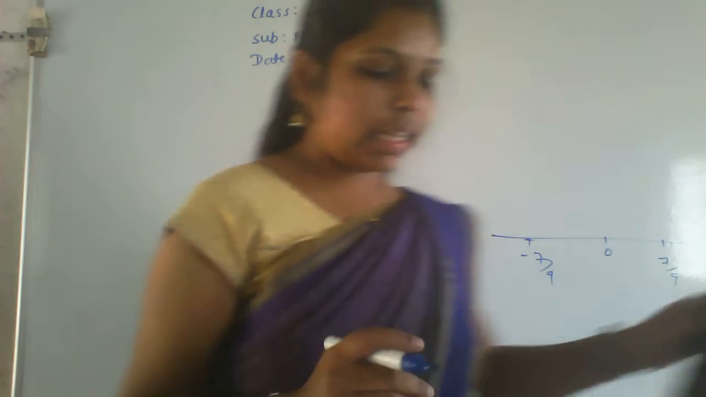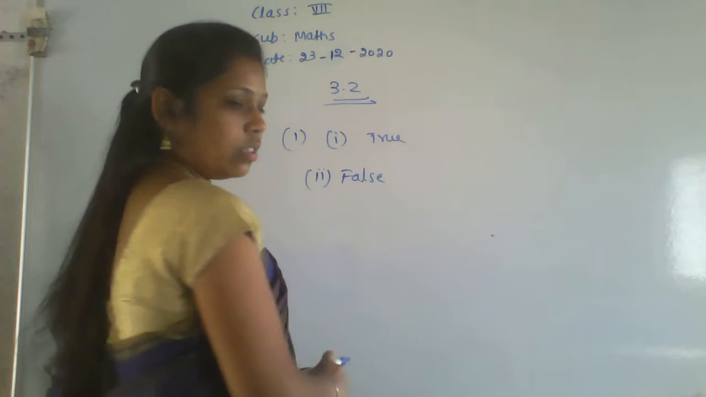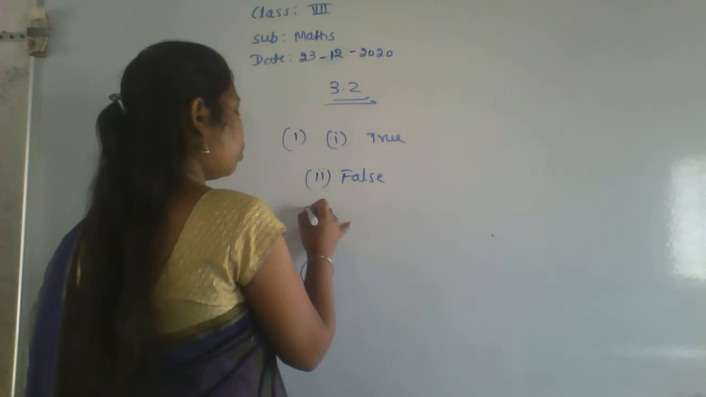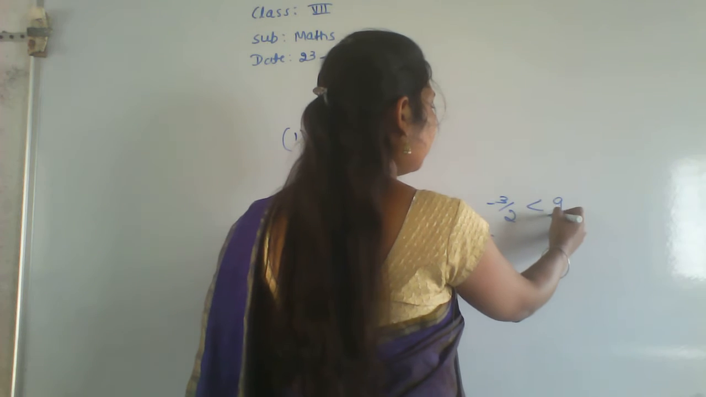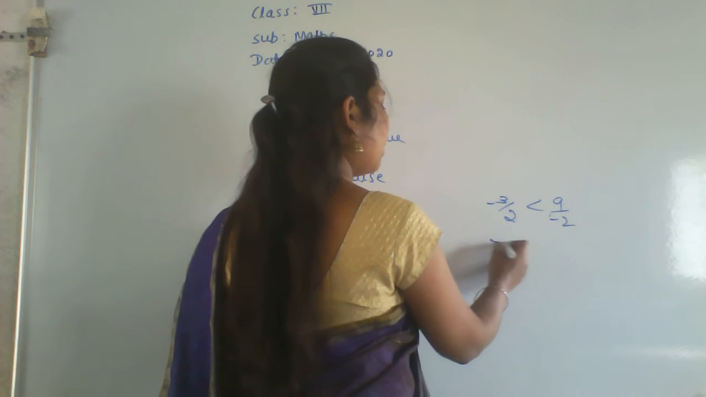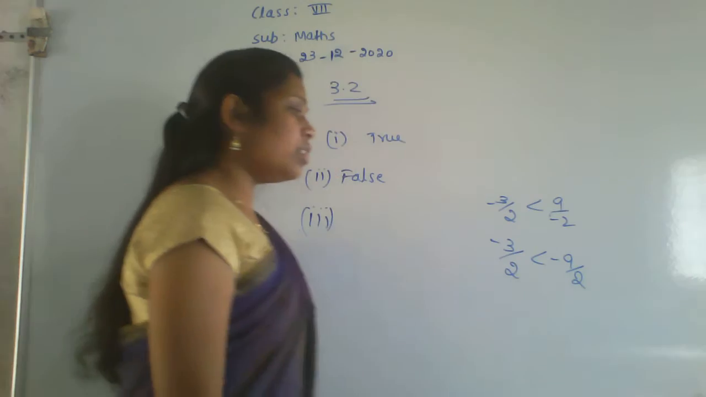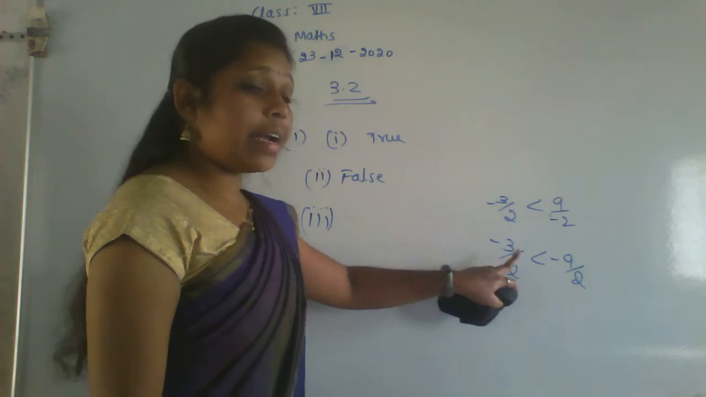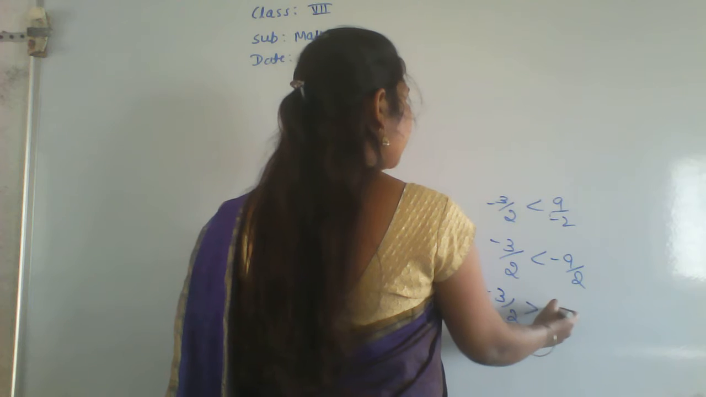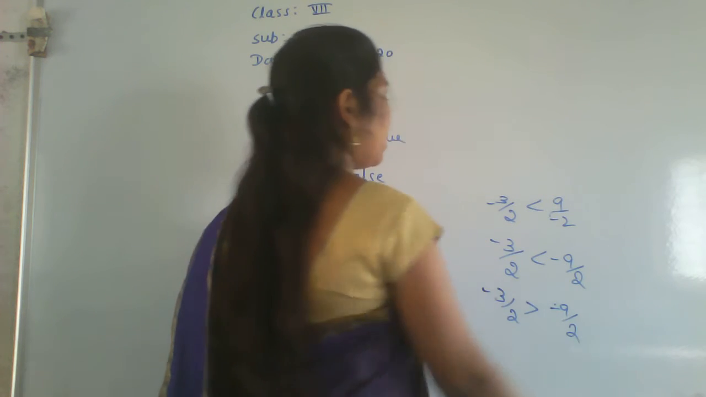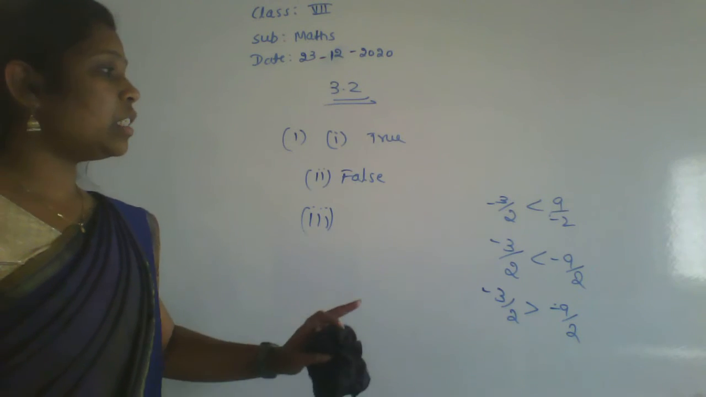Next, go for the third one. What is the third question? Minus 3 by 2 is less than minus 9 by 2. Whether it is true? No. Because it contains a negative sign, the sign must be the other way: minus 3 by 2 is greater than minus 9 by 2. Right? It is containing a negative sign. If it is positive, then it is correct.